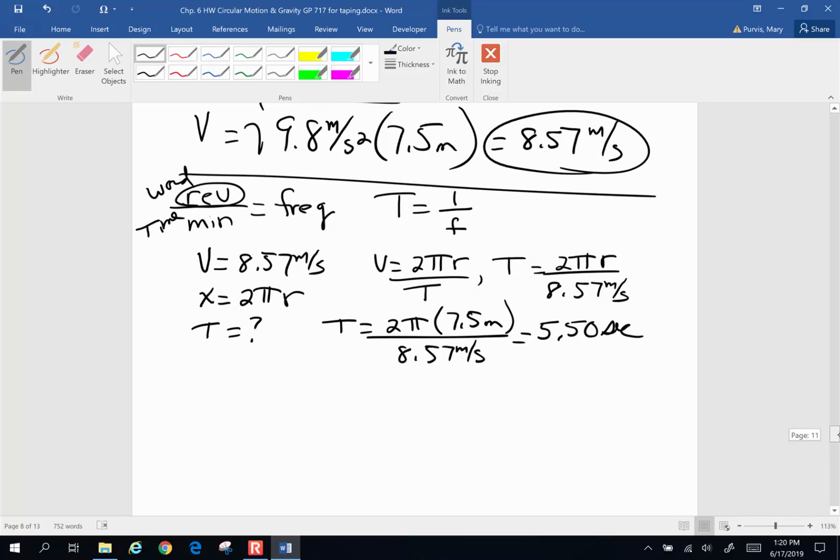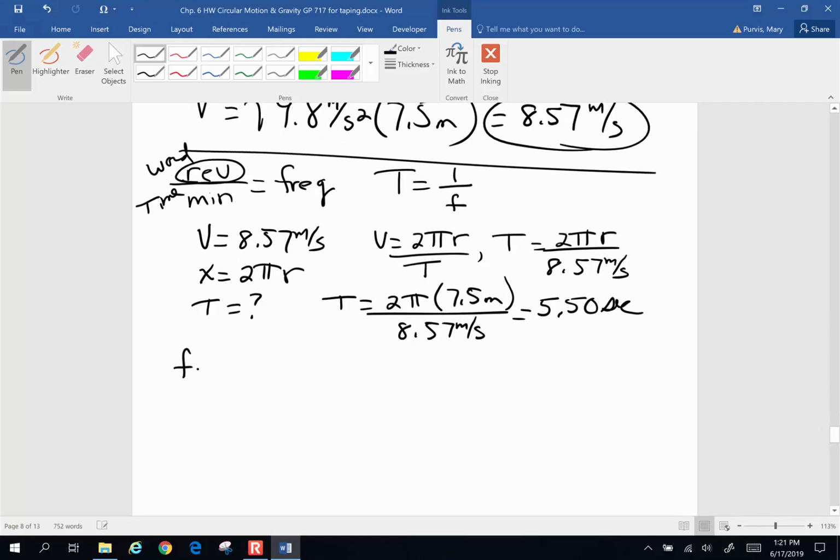Now, I want frequency. So frequency is 1 over period. So 1 divided by 5.50 seconds. So I'm going to take 1 divided by 5.50, and I'm going to end up with 0.182 hertz, or per second, is going to be my frequency, but I want revolutions per minute.